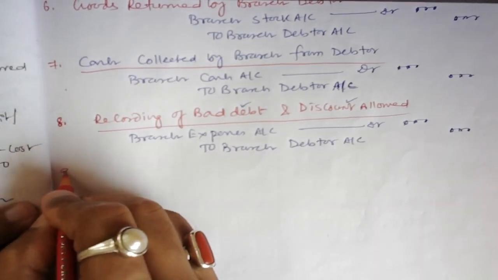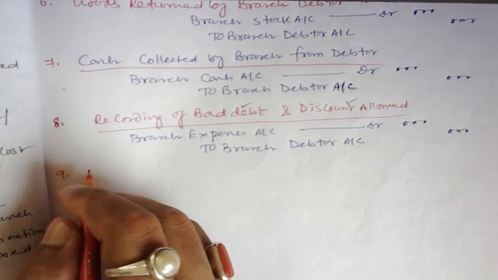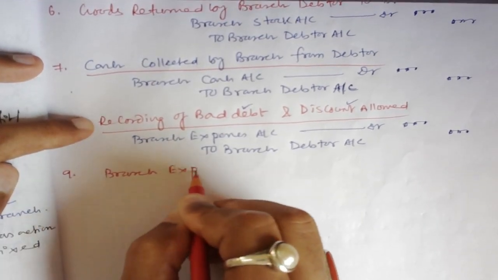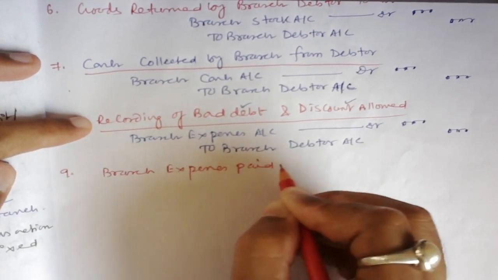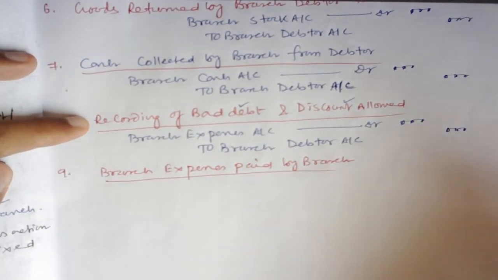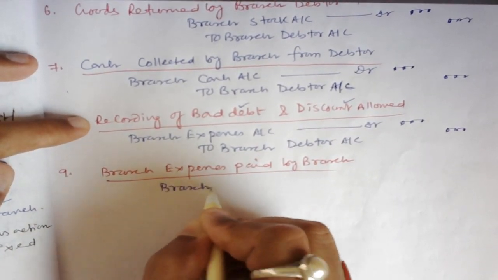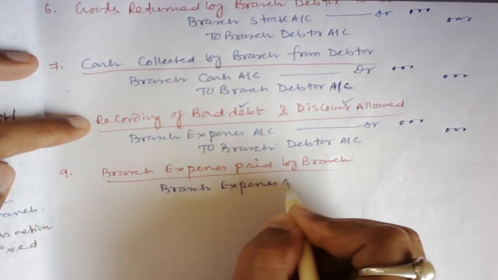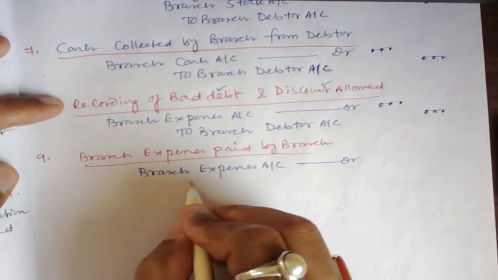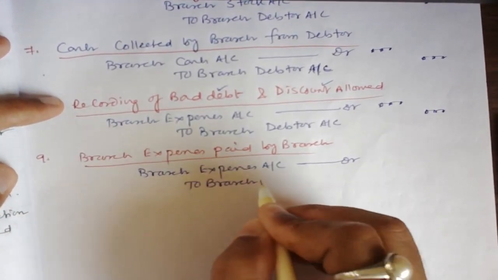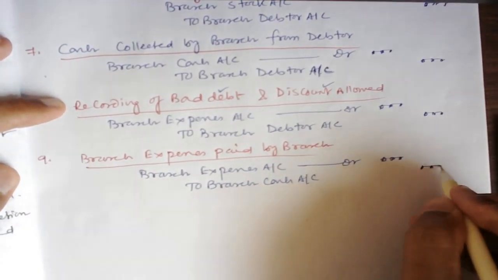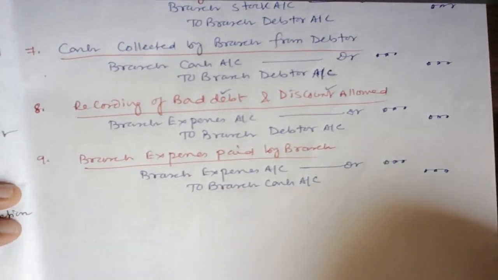Number 9. Branch expenses paid by branch. So definitely expenses should be debited. That is no doubt at all. Branch expenses should be debited. And obviously the expenses have to be paid by cash, so branch cash should be credited. Branch cash is credited here. Got it? So branch expense account debit to branch cash we have done.